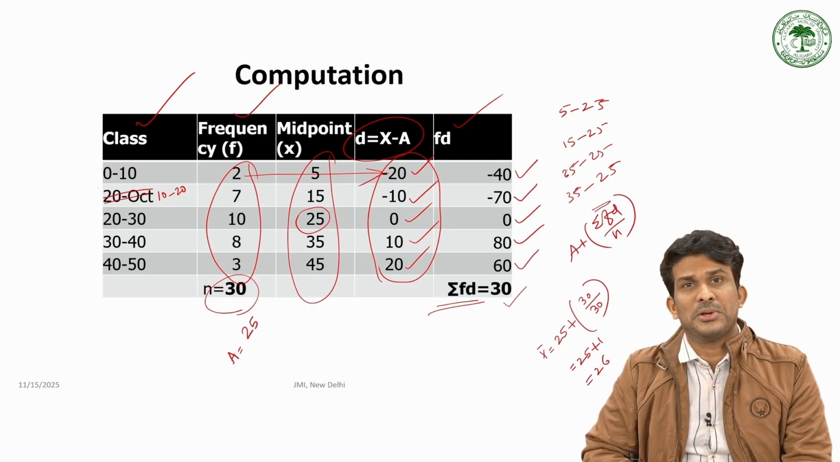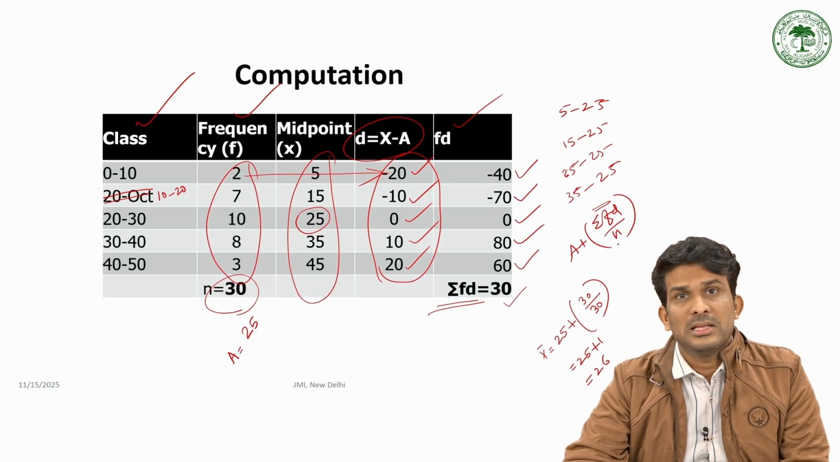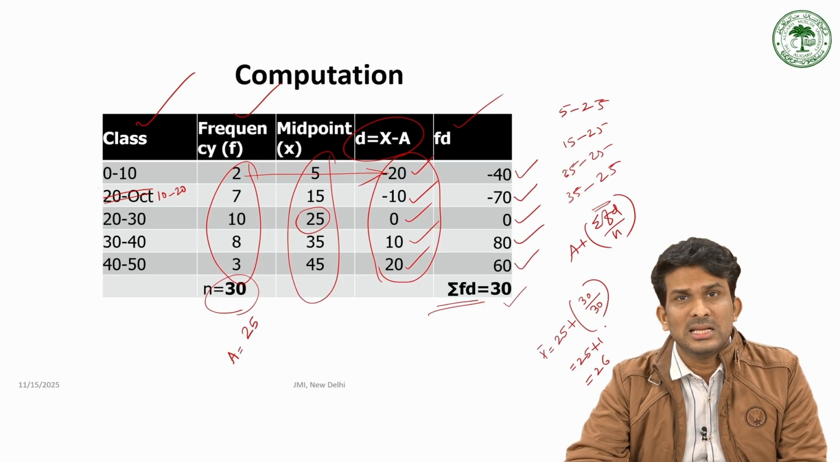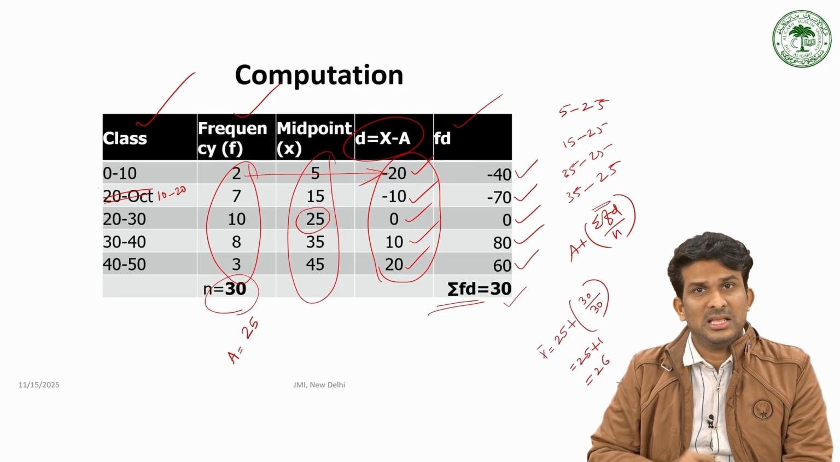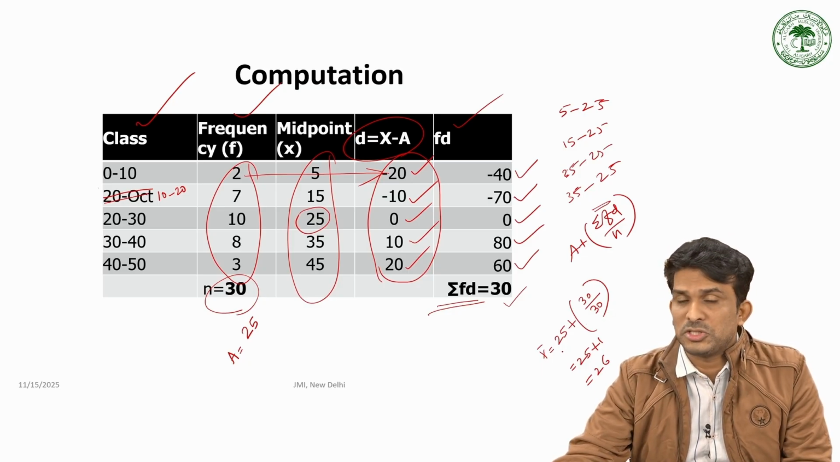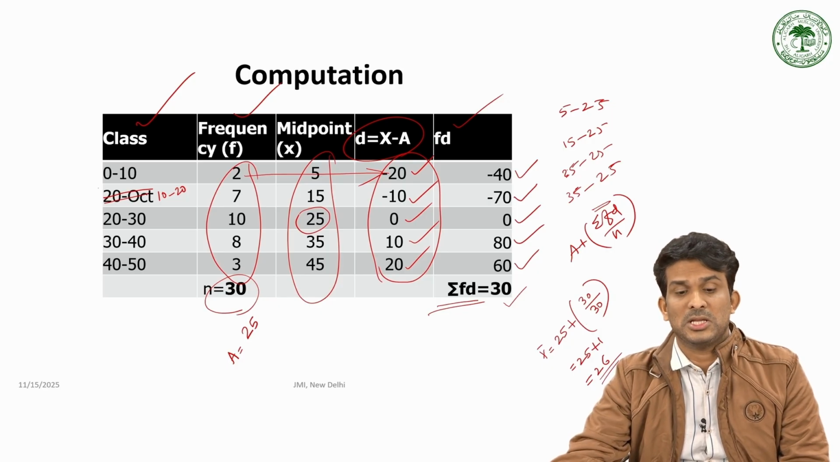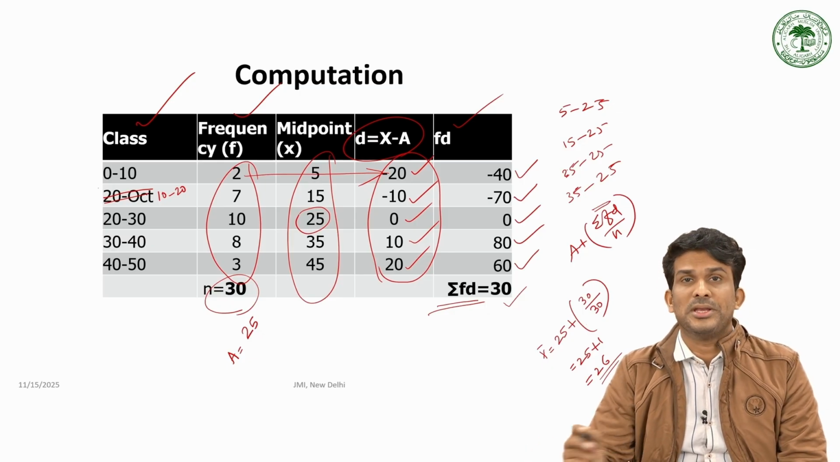Finally, we have computed the total. We got sigma FD divided by the total number of observations. Sigma FD is 30, and the total frequency N is 30. 30 by 30, I got 1 as the value. It will be added to the assumed mean: A plus sigma FD by N. So 25 plus 1, 26 is the arithmetic mean, not the assumed mean. The assumed mean was 25. The arithmetic mean we got is 26.